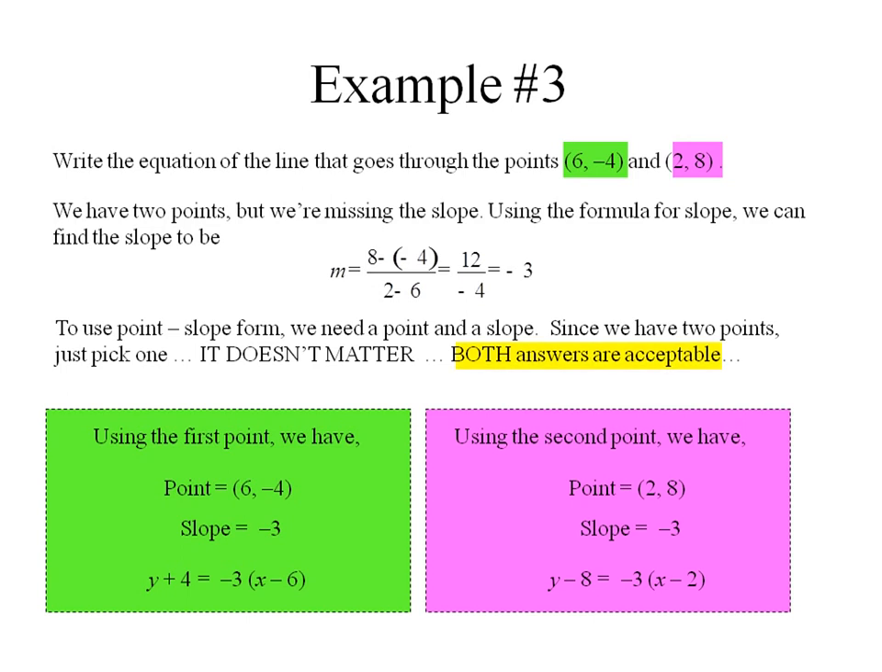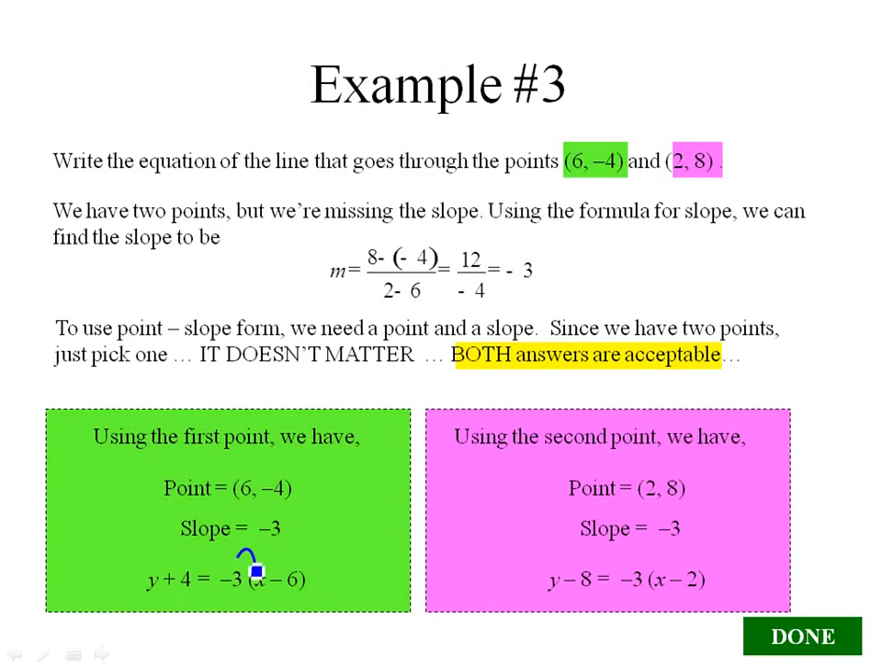And the green box here represents the point (6, -4) that you can plug in, and the pink box represents the point (2, 8) that you can plug in. It turns out it does not matter which point you use, you'll actually get the same answer.